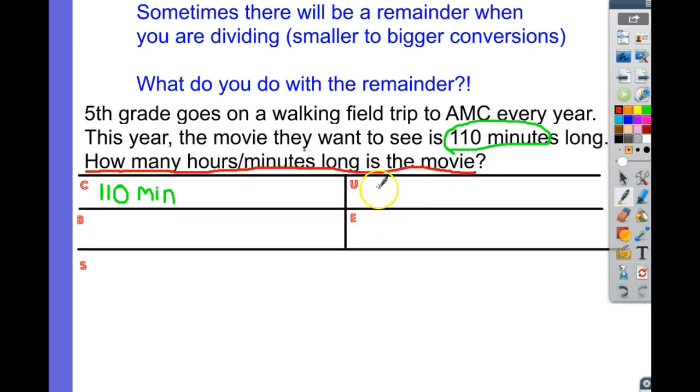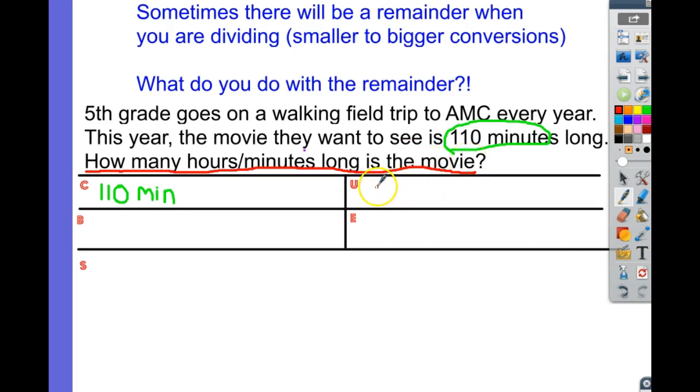Now, when you guys are doing this, I want you to actually write the question under the U because that will help you process what the question is asking you. Instead of just underlining it without really reading it carefully, you're going to be writing it out as well. So how many hours and minutes long is the movie?